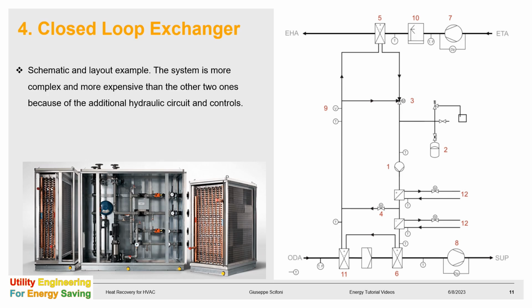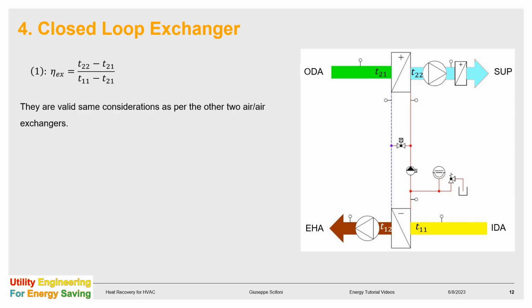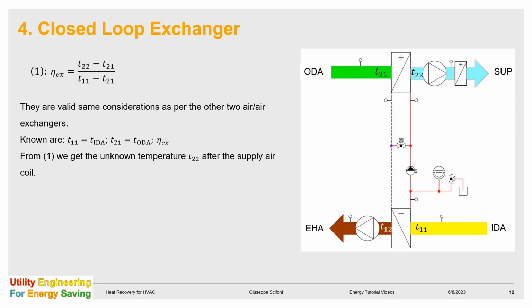There is a completely new hydraulic circuit in between the two air streams. The formulas for calculating the temperature T22 and the heat demand of the coil are the same as already seen. Because of the lower efficiency, we will find a higher heat demand in this case.